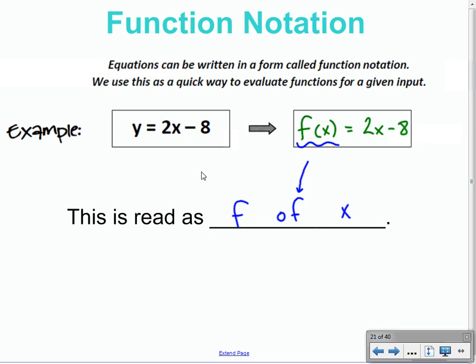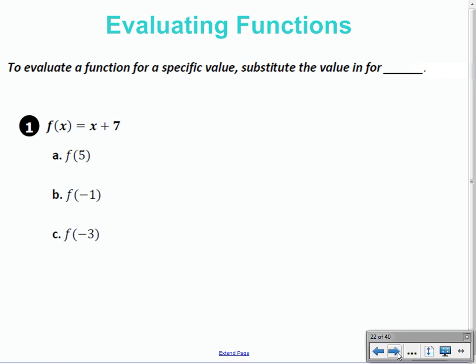You can kind of think of this as a different naming system. We use function notation a lot when we have multiple functions we're working with, and we can name one of them, let's say f of x, and the second one could be g of x, and that helps us differentiate between which of the functions we want to work with. It's also a helpful notation for when you are evaluating functions, which is what we're going to take a look at in this video for the most part.